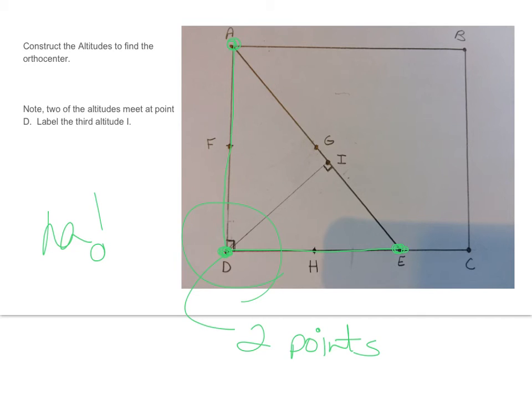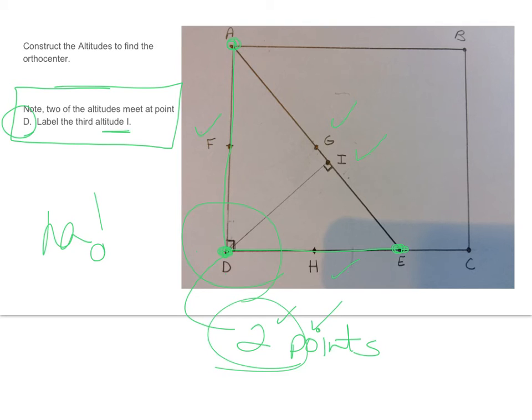So we have F, G, and H, which are the midpoints of the sides. I is an altitude, and random letter, 2 more altitudes. Okay? I didn't label them because I can't, because they're already labeled at D. So note, two of the altitudes meet at point D, label the third altitude I. Okay, so far we've constructed 1, 2, 3, 4, 5, 6 points of our 9-point circle.